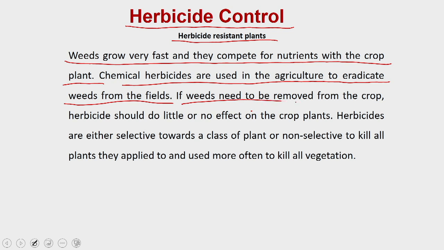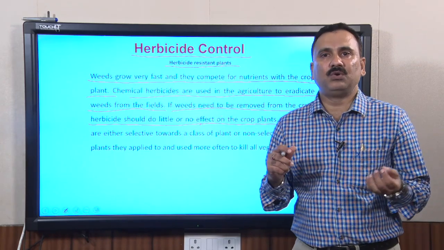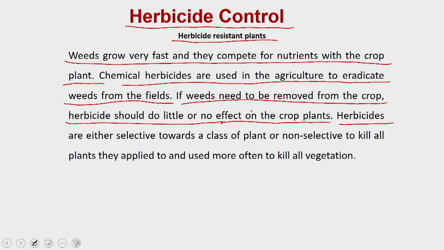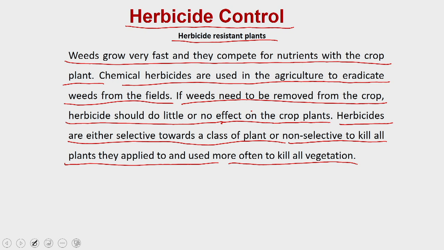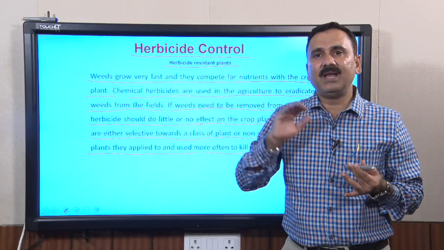And so, if the weed needs to be removed from the crop, the herbicide should have little or no effect on the crop plants, which means to remove these weeds you have to spray the herbicides onto the agriculture field. But this herbicide should not have any effect on your crop plants. But what happens is that herbicides are either selective towards a class of plants or non-selective, killing all plants they are applied to, and are used more often to kill all vegetation. For example, a herbicide could be specific for monocots, or specific for dicots, but sometimes herbicides are non-specific and destroy any type of vegetation.